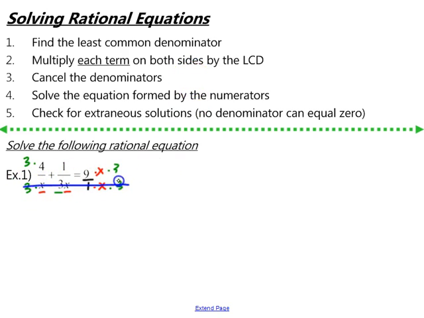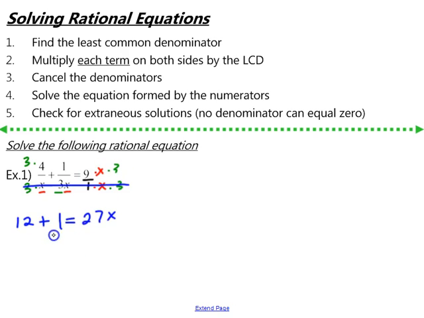So now that they're all the same, we're just going to cancel all of them out. And then we want to solve the equation formed by the numerators. So we're going to take these numerators, multiply them out, and write the equation that's left. So 3 times 4 is 12. Then we have plus 1 equal to 9 times x times 3, which is 27x.